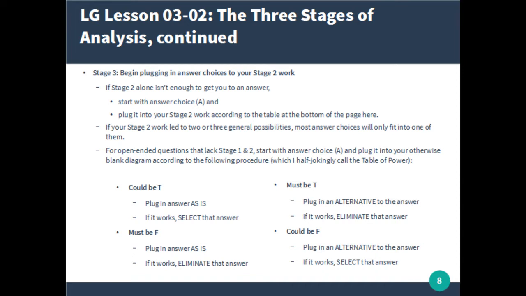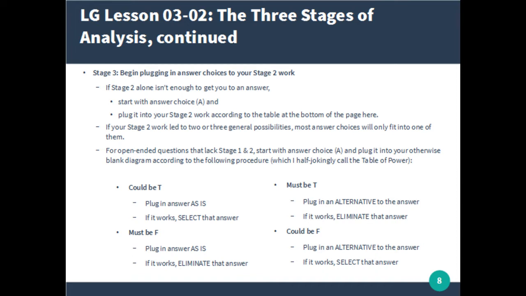And aside from that, for open-ended questions that lack stage 1 and 2, what you do is you just start with the answer choice and you plug it into your otherwise blank diagram. So even though a little bit earlier I was like, oh, take your answer choice, plug it into your stage 2 work. If you have no stage 2 work, that's fine. You'll still have a blank diagram, right? You just take the answer choice, throw it into the blank diagram, and then follow what the table says.